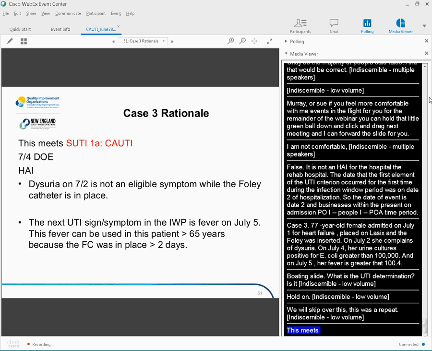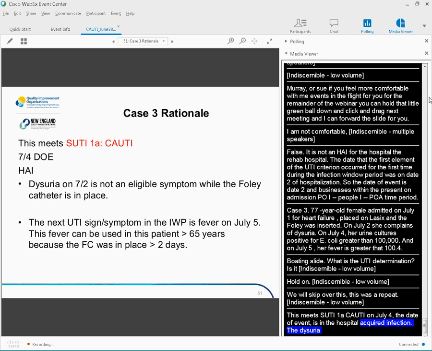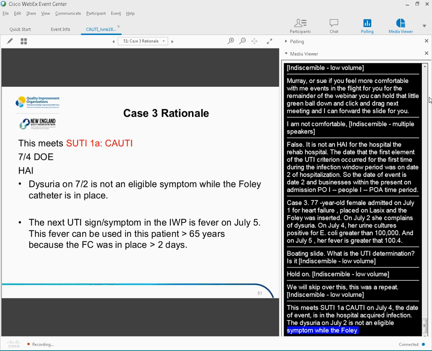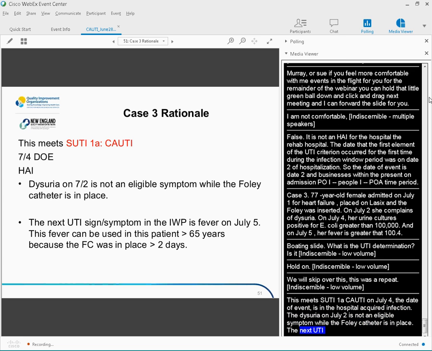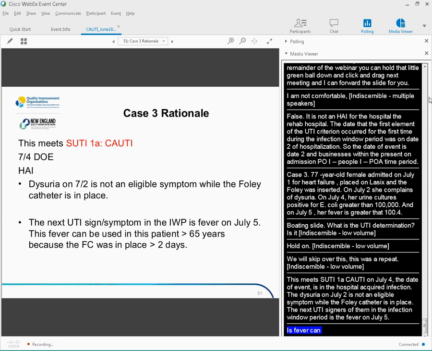On July 4th was the date of event. It's a hospital-acquired infection. The dysuria on July 2nd is not an eligible symptom while the Foley catheter is in place. The next UTI sign or symptom in the infection window period is the fever on July 5th. This fever can be used in this patient over 65 years old because the Foley catheter was in place for greater than 2 days.